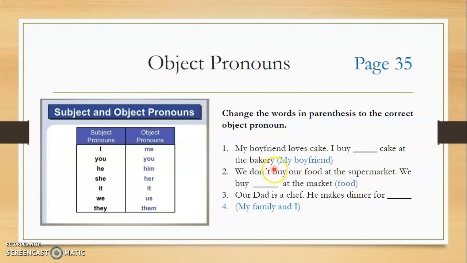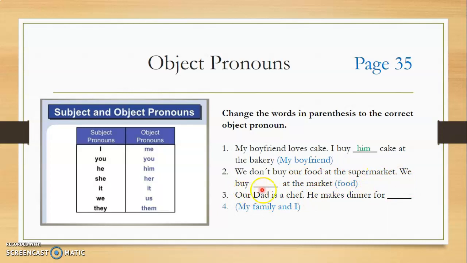Okay, so in here, the word in the parentheses says my boyfriend. If it's talking about my boyfriend, it means it's talking about a male, okay? Está hablando aquí del género masculino, okay? So which one is it? He. And the object pronoun of he is him. So we're going to write there him, okay? Very good. Him.